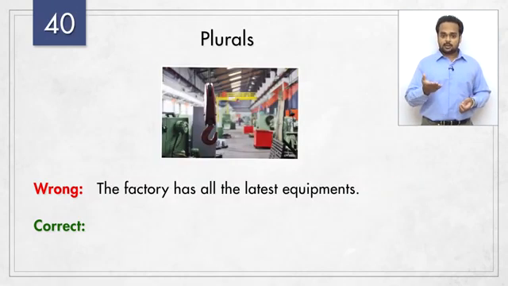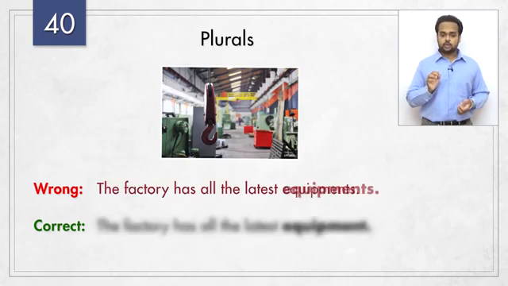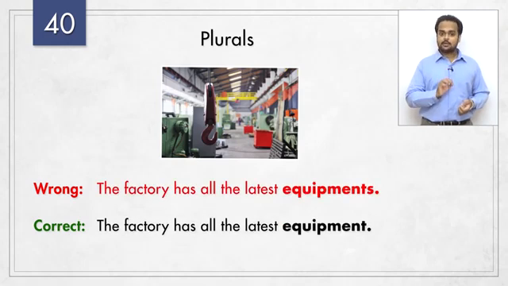Similarly, "The factory has all the latest equipments." Common mistake. It should be equipment, not equipments, because equipment is an uncountable noun. But again, you can say one piece of equipment, two pieces of equipment, etc.